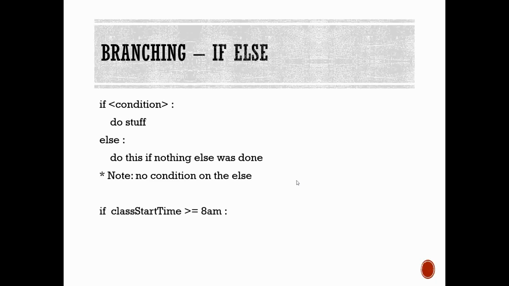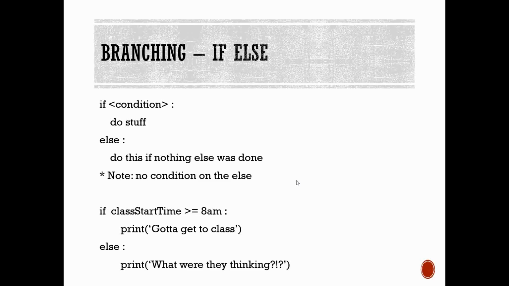So if class start time is greater than or equal to 8, print got to get to class, otherwise, else, print what were they thinking? As in, who in the world would hold classes that early? So let's try some of these back in Code Sculptor.